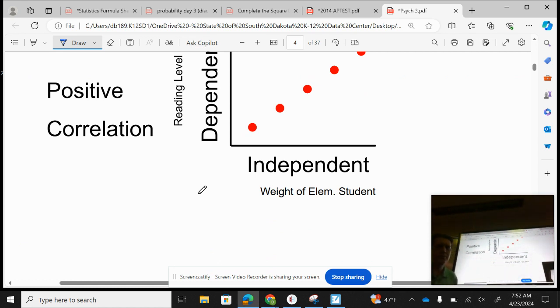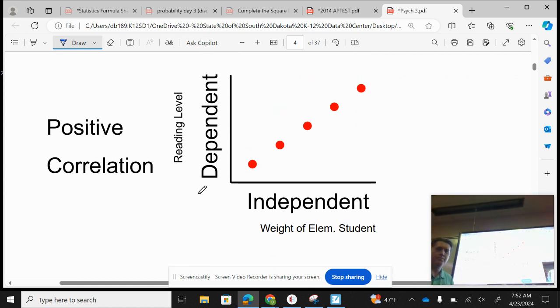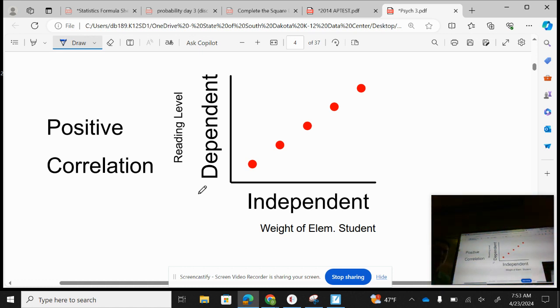So I'm going to put this one up there. Would the weight of an elementary student and their reading level, would that have a positive relationship? You can again pause the video if you want to discuss that quickly as a class, or just think about that. Would that be true or not? Okay, now of course this actually is true. Right now you're in shock. You're saying, what? The weight of an elementary student would affect their reading level, and it is actually true.